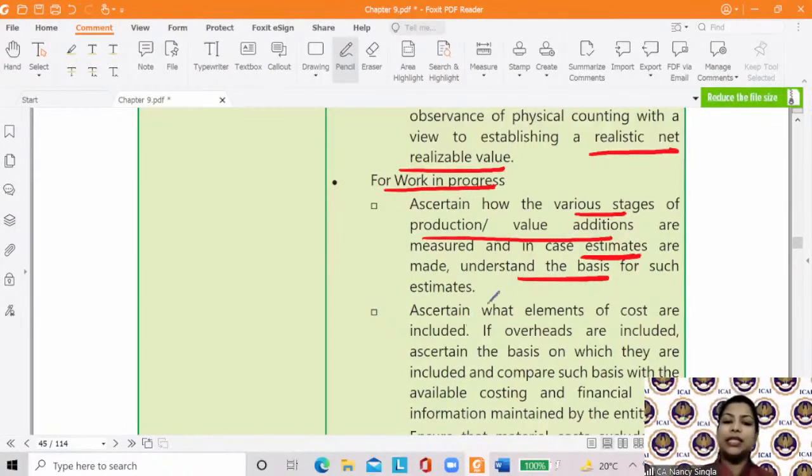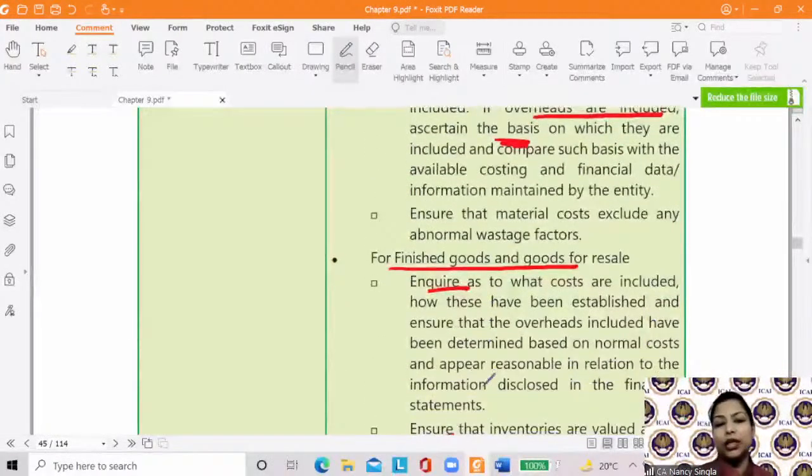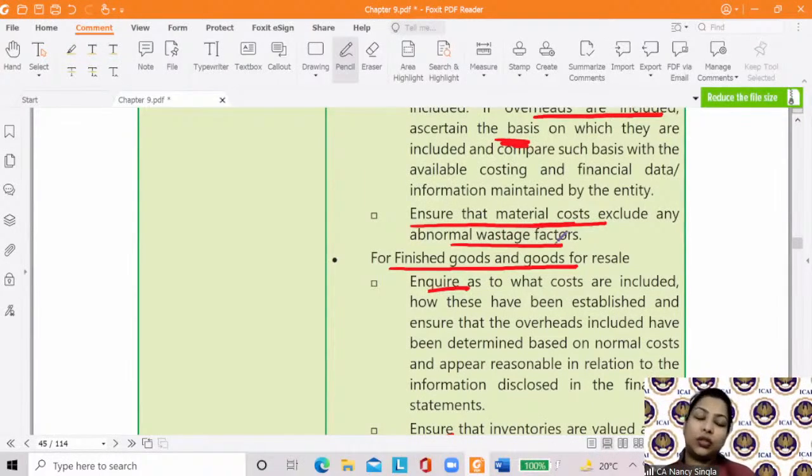So what is the basis? What are the elements of cost? If overheads are included, what is the basis? So that the auditor will see, and the auditor will ensure that material cost excludes the abnormal wastage factor. Abnormal wastage like loss, if inventory is lost or there is a theft, so that should not be considered. In the material cost, abnormal wastage should be excluded.